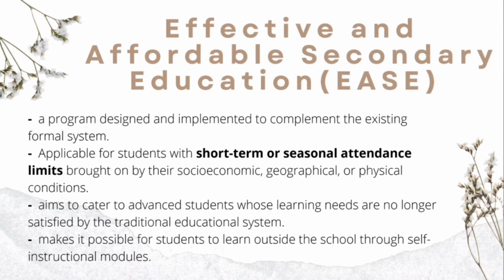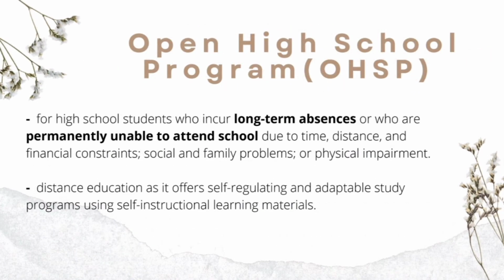EASE means Effective and Affordable Secondary Education. This is one of the ADMs, a program designed and implemented to complement the existing formal system. This is also applicable for students with short-term or seasonal attendance limits brought on by their socioeconomic, geographical, or physical conditions. Second, we have here the OHSP.